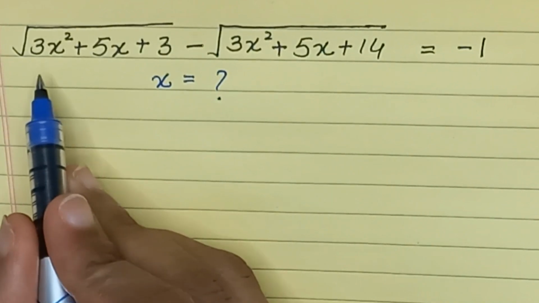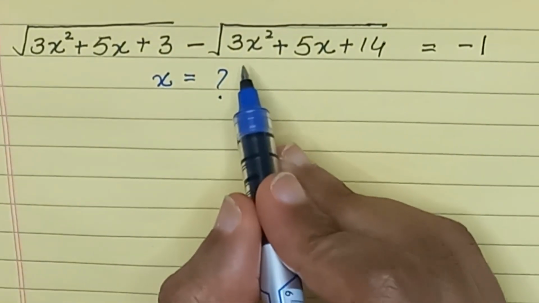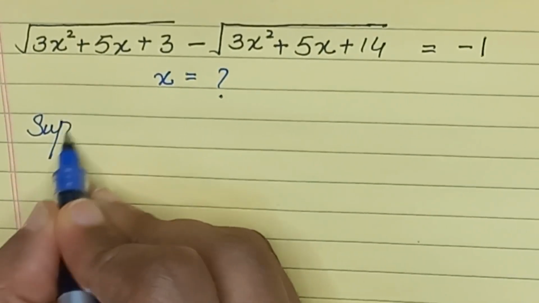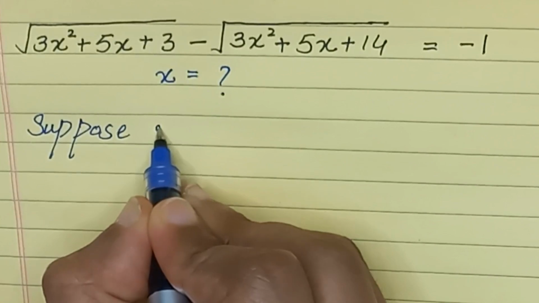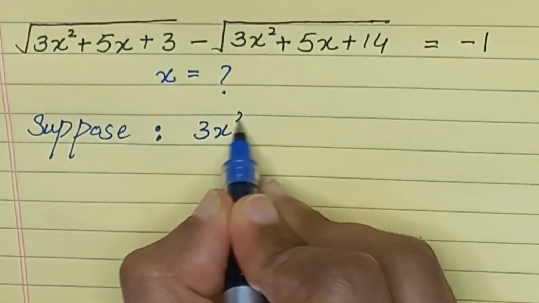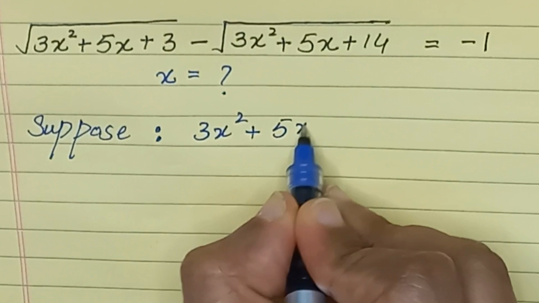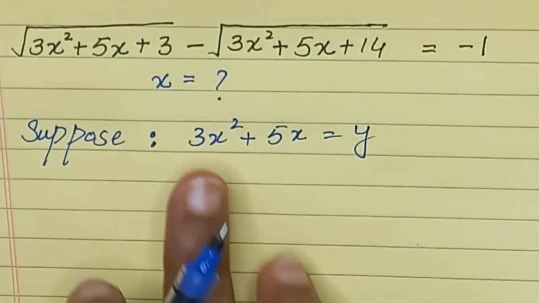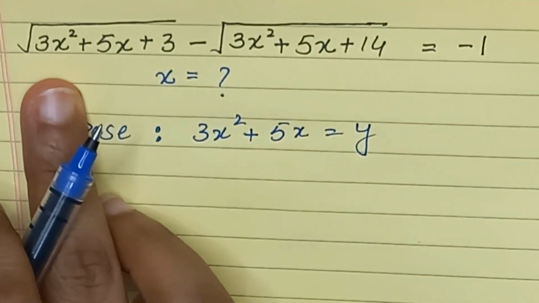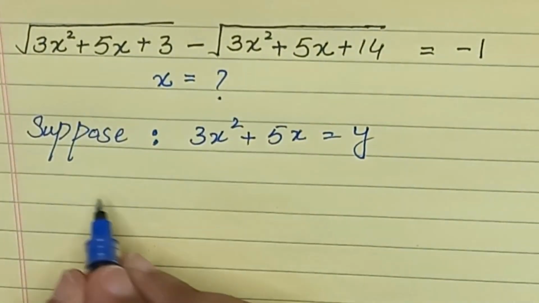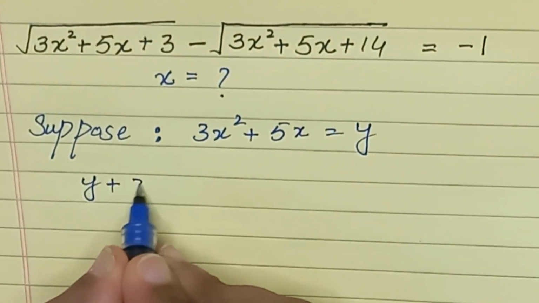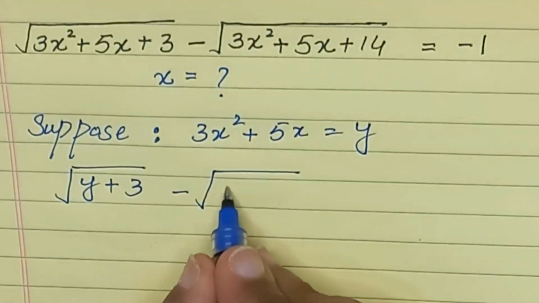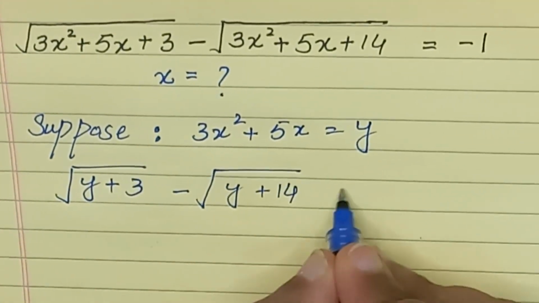In this equation we can see that 3x square plus 5x and 3x square plus 5x are same. So we will suppose that 3x square plus 5x is equal to y. So we will put the value of 3x square plus 5x is equal to y. So the above equation will become square root of y plus 3 minus square root of y plus 14 is equal to minus 1.